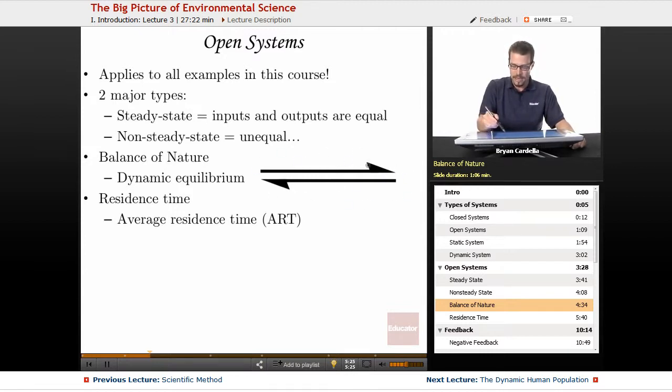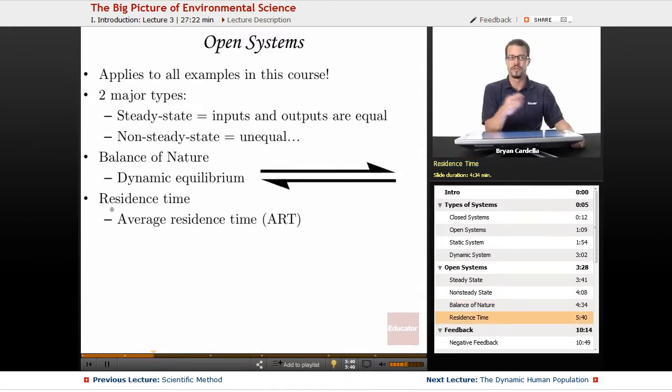This image here is a classic symbol for dynamic equilibrium. It's an equal sign, but with arrows drawn into it. So you see that a lot in chemistry in terms of products leading to reactants and vice versa. You can use that analogy. You can compare it to environmental science and systems as well.